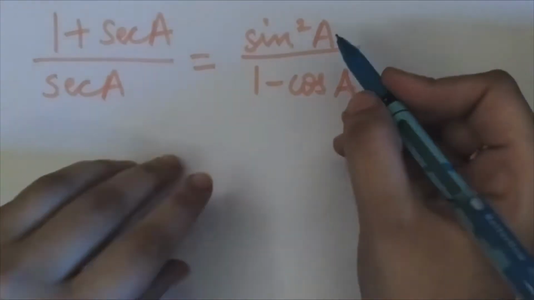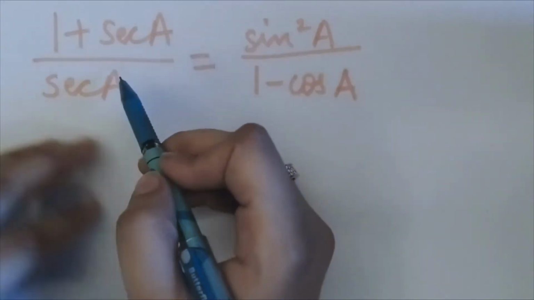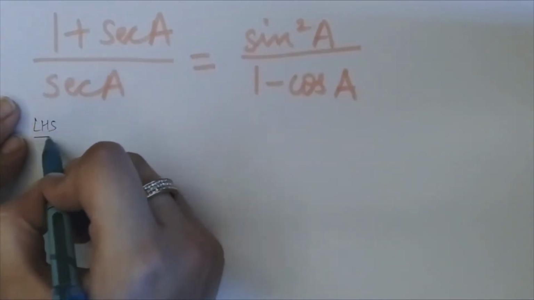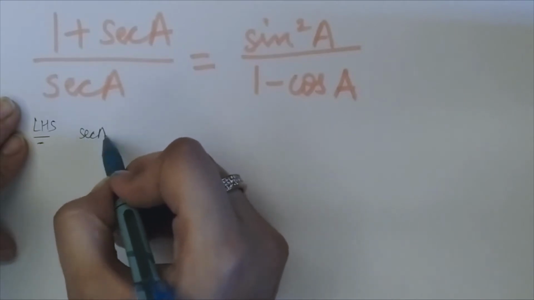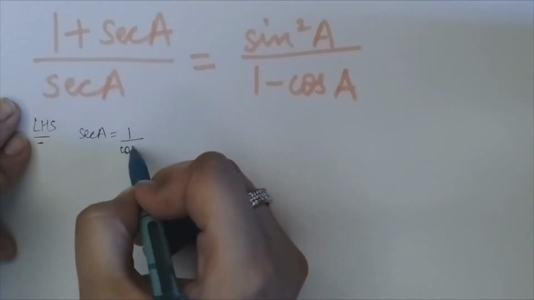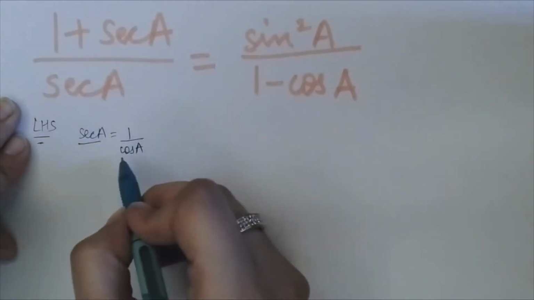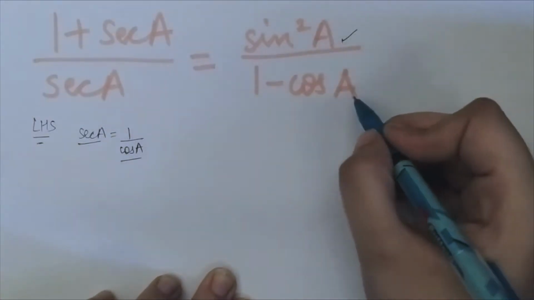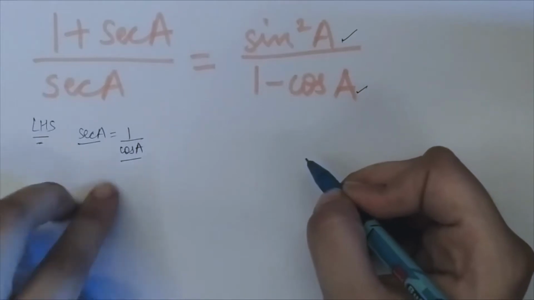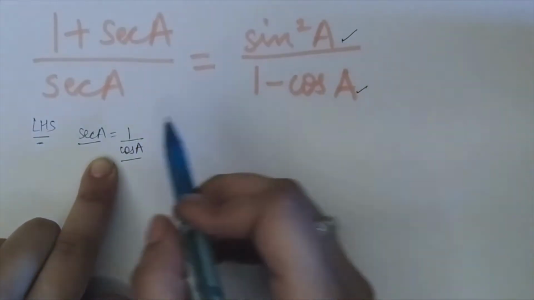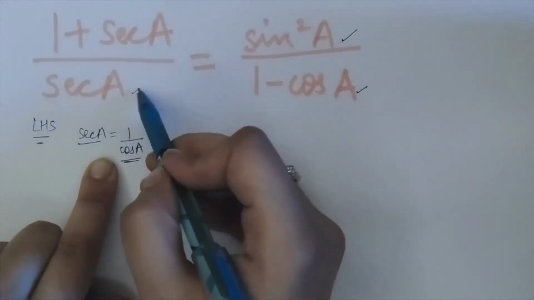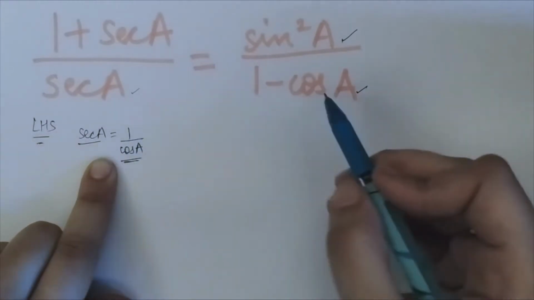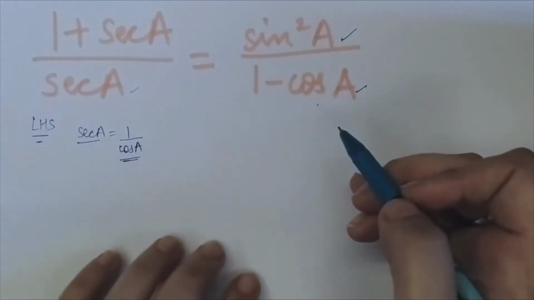Okay, so simply we will say that in the left hand side we have the secant a term. Secant a is 1 by cos a. So we have the term in secant a and cos a. But in the right hand side we have the sin square term and cos a term. So what we want is the same terms. So here it is only secant a or cos a. So here also we want secant a or cos a.